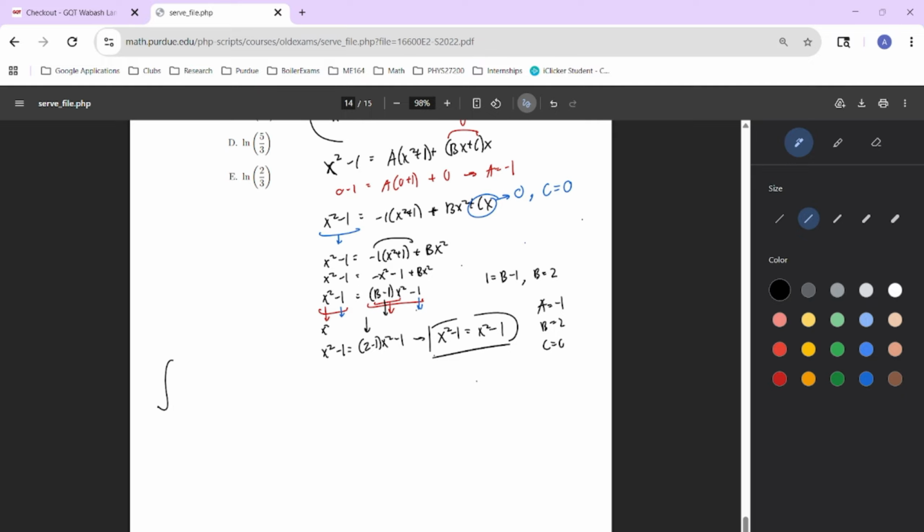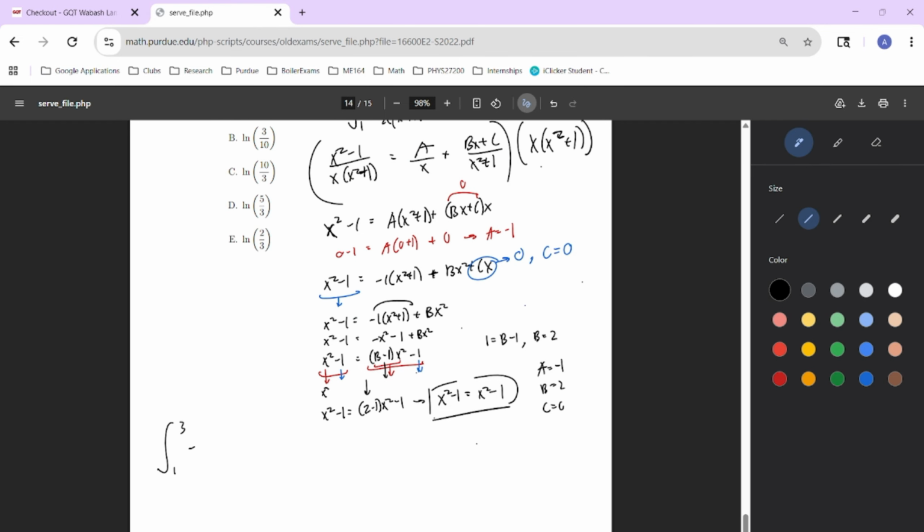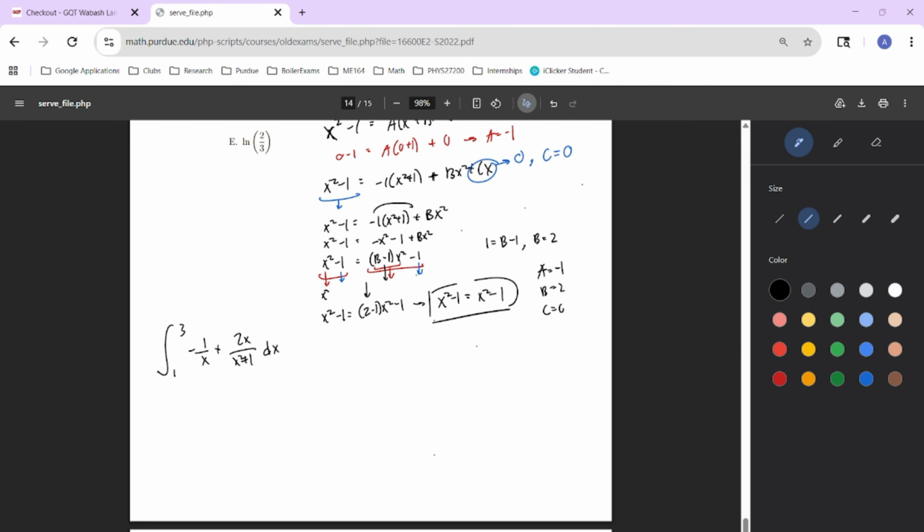So we have from 1 to 3 of, what is this? So it's a over x, that'd be negative 1 over x, and then plus bx plus c. We know that b is equal to 2, so it'd be 2x, and then plus 0, so just 2x on the top, over x squared plus 1 dx. We can split this up into two integrals. One of them is just the natural log. The other one becomes a u sub.